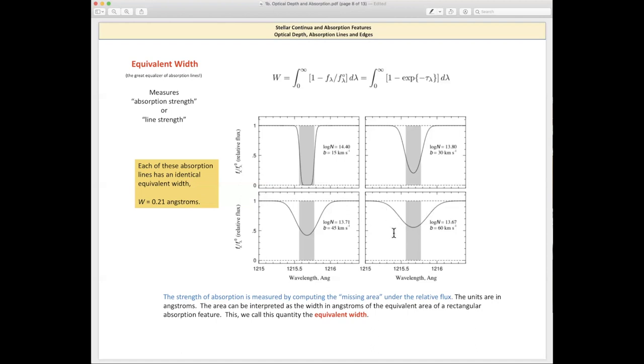So the shape of the line really is very powerful. The equivalent width tells you how strong the line is, but the shape of the line is very powerful in telling you whether it was a hot gas or a cool gas, or whether it's a large column density or a small column density.